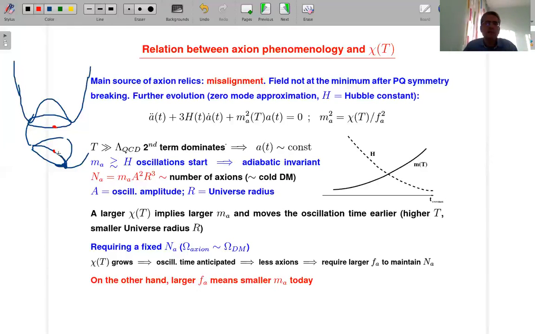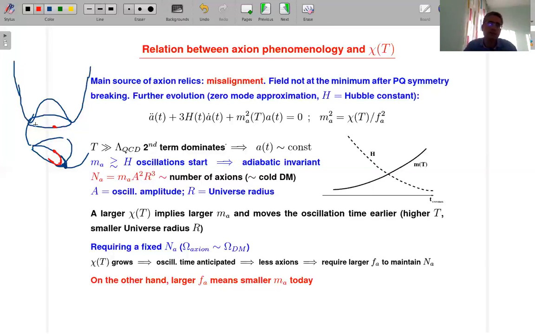Now, what happens is that you have this misalignment. The axion field initially is not aligned to the real minimum of the effective potential. Then it will start to oscillate around the minimum, and this oscillation, from the point of view of field theory, corresponds to the number of axions that you have. So in this misalignment mechanism, you can infer the density of axion particles in the universe from the amplitude of these oscillations. Now, at extremely high temperature, the topological susceptibility is very small.